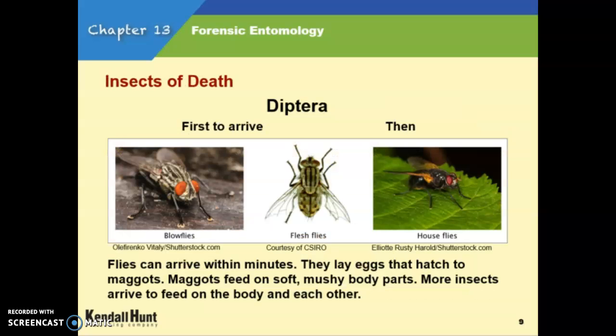So we talked about Diptera, those were our flies, okay? So typically, first to arrive are going to be blowflies, and then the next would be flesh flies, and then house flies. So flies can arrive within a few minutes. They lay eggs that then hatch into maggots, and the maggots will feed on the soft, mushy body parts. And then more insects will come to feed on the body and then also on each other.